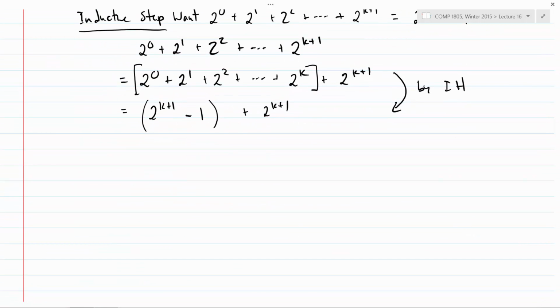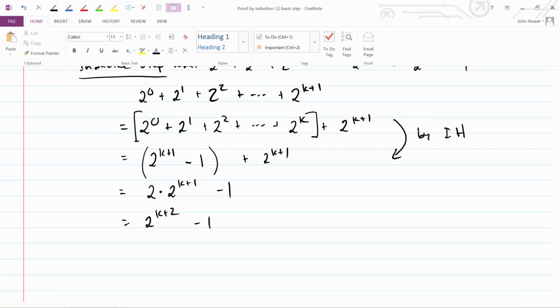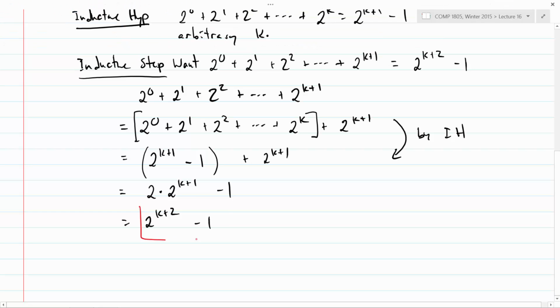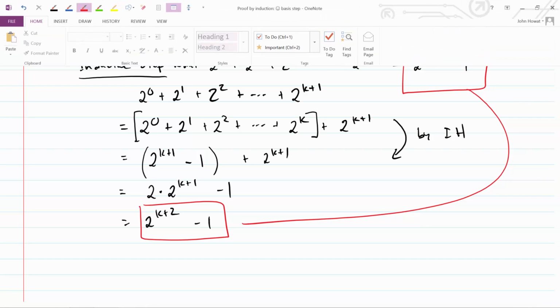All right, so now that I'm here, I can just rearrange this a little bit. I have 2 times 2 to the k plus 1 minus 1, and that's exactly the same as 2 to the k plus 2 minus 1. Okay, and if we look back at what it is we wanted to show, it's exactly the right thing. 2 to the k plus 2 minus 1, 2 to the k plus 2 minus 1. Does that make sense?